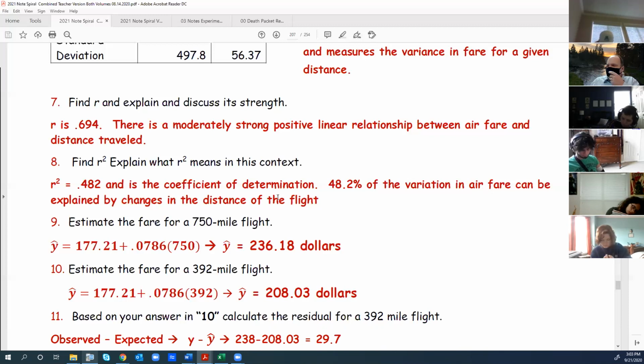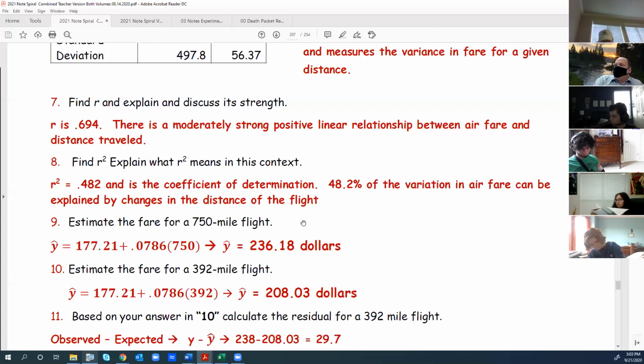And you're like, well, if it only explains 48%, then other things must be explaining the rest. And that's probably true. Some airports are very expensive to land at. Some planes are more expensive to fly than others. Some flights are really popular. So those things are going to factor into the price that you pay. Sometimes time of year, etc.